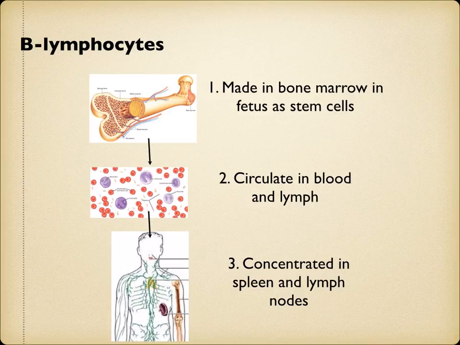So here you can see how the B lymphocytes develop. They're made in the bone marrow of the fetus before birth. Then maturation begins after birth. They then circulate in the blood and lymph and concentrate in the spleen and lymph nodes.